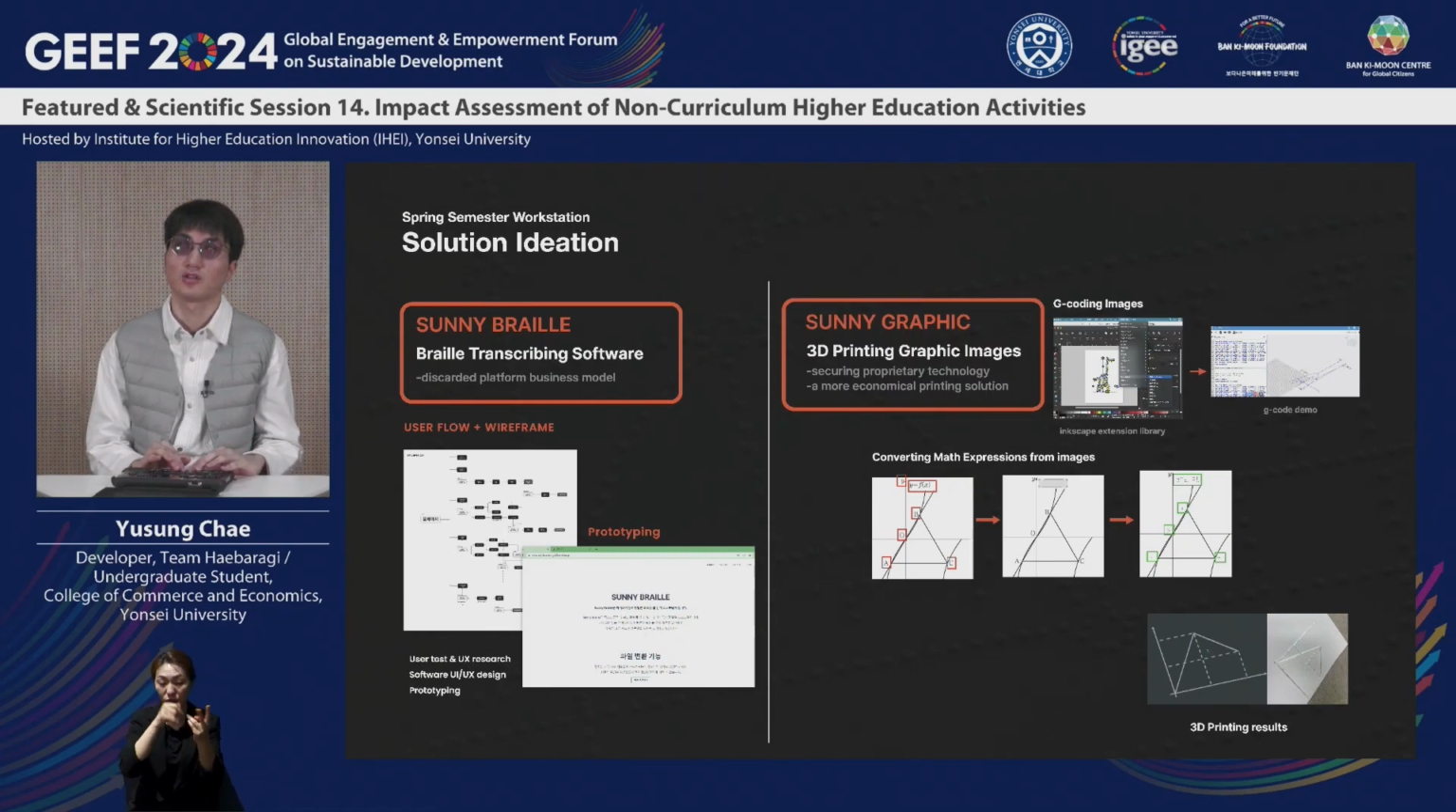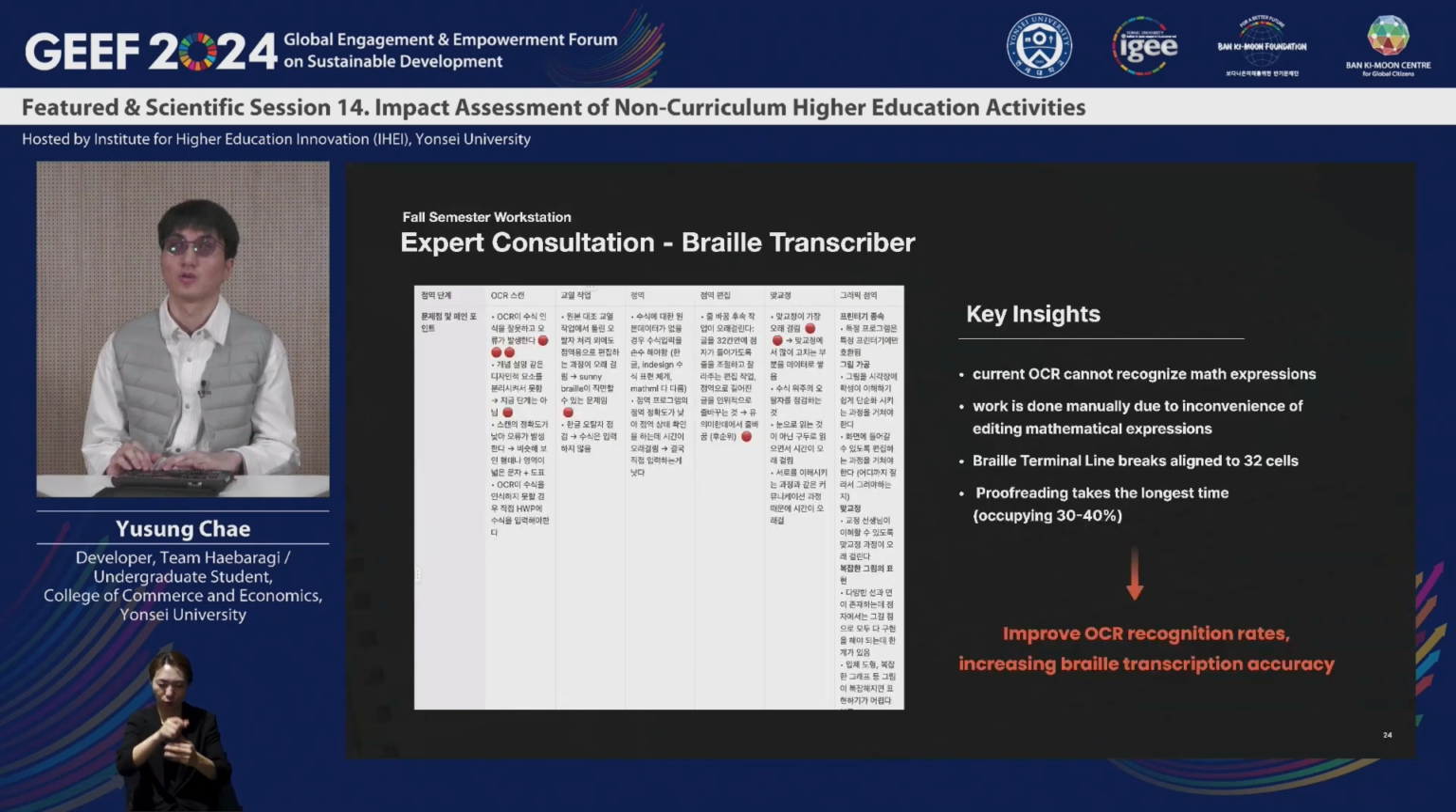The development went into full swing during the second semester. After several team meetings, we decided to focus on developing Sunny Braille for equations first. We conducted the fourth round of interviews before the development. To understand the actual job of Braille transcription, we consulted 2 Braille transcribers. We divided the process into 5 stages and summarized the tools and issues for each stage.